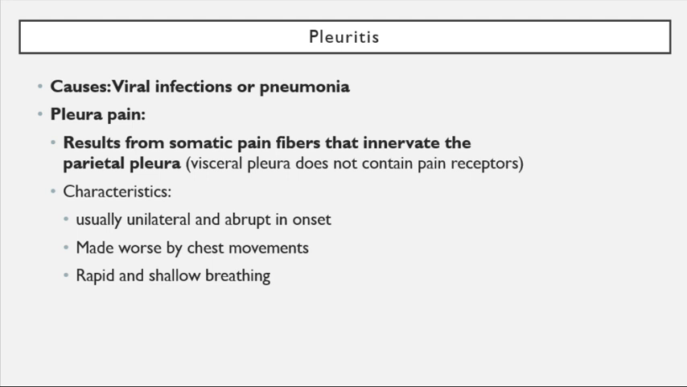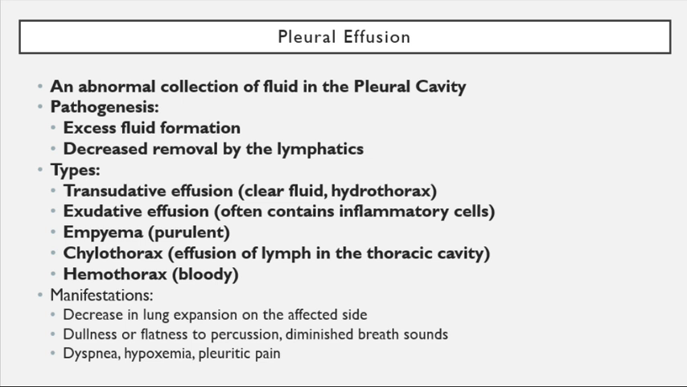Pleuritis. This is an inflammation of the pleura, where because the pleura is inflamed, it's pushing back on the lungs, so your lungs can't expand as much, and you can't breathe as easily. It results from somatic pain fibers that innervate the parietal pleura. Characteristics are usually unilateral and abrupt onset, made worse by chest movements, with rapid shallow breathing, because you can't take a deep breath.